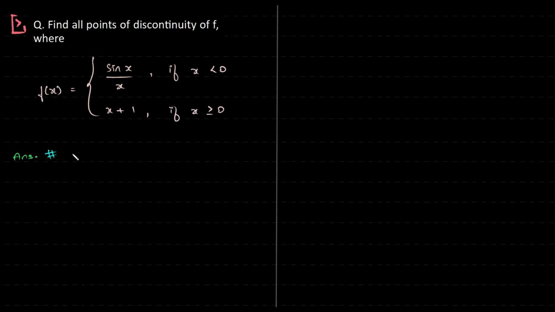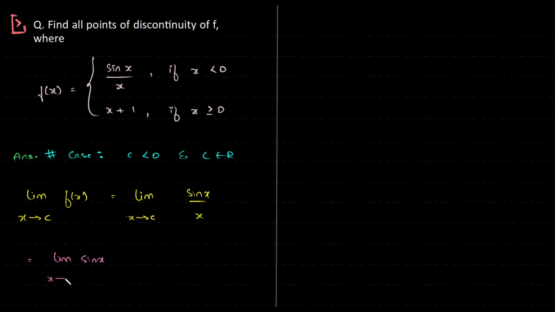So first thing is we'll take up case by case. So c less than 0 and c belongs to R. Now we will look at limit f of x as x tends towards c. So this will be limit sin x by x as x tends towards c. So we can apply the limit to numerator and denominator. So this is to do with limit properties. I hope you guys remember this.